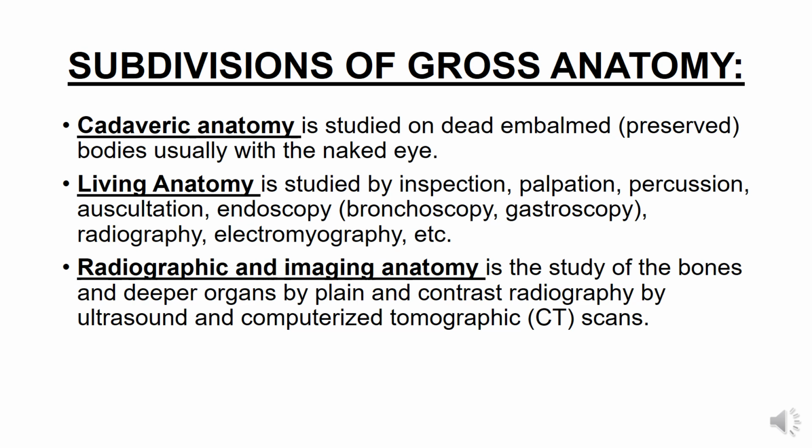The first subdivision of gross anatomy is cadaveric anatomy, in which we study the structure on dead preserved bodies with the naked eye. The second subdivision is living anatomy, in which we study living organisms by different methods of examination like inspection, palpation, percussion, auscultation, and so on. The third one is radiographic and imaging anatomy, in which we study bones and deeper organs by radiography and ultrasound or CT scans, etc.